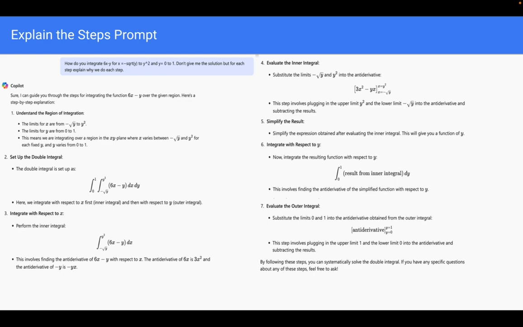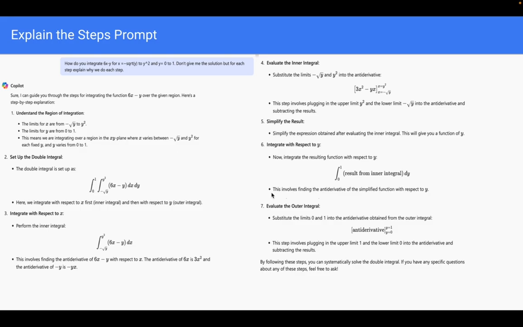Again, based on a new chat, which is what we did here, we may get a similar but possibly different response. But still, the steps are basically the same, and we have a little more detail and a little more explanation as to why we do each step. So for example, if we want to understand the region of integration, it allows us to understand what region we are integrating over.